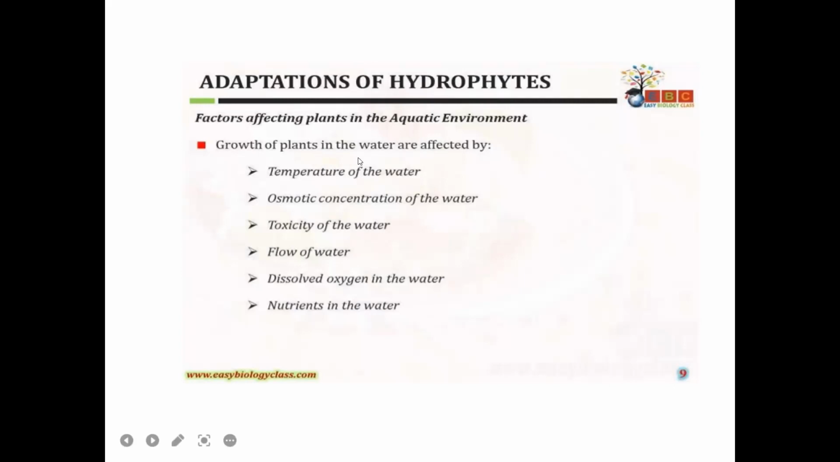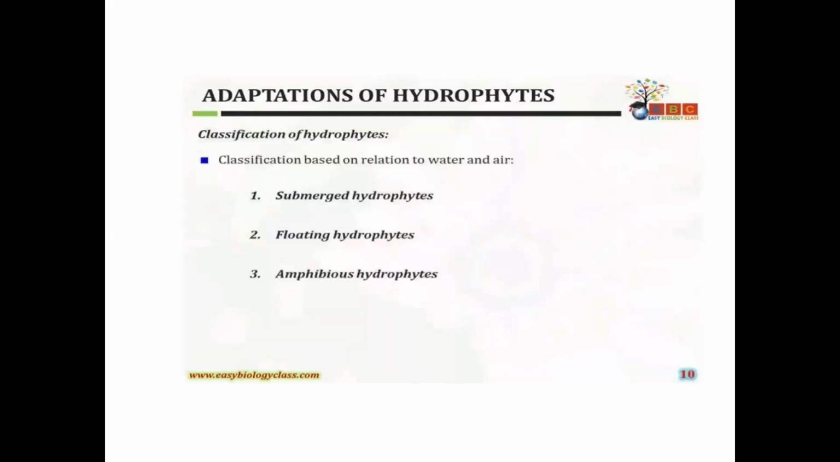Growth is affected by the temperature of the water, osmotic concentration, toxicity, flow of water, dissolved oxygen, and nutrients in the water. If no nutrients are available, some plants cannot survive. Dissolved oxygen is also required for growth. These are the factors affecting the growth of aquatic plants.